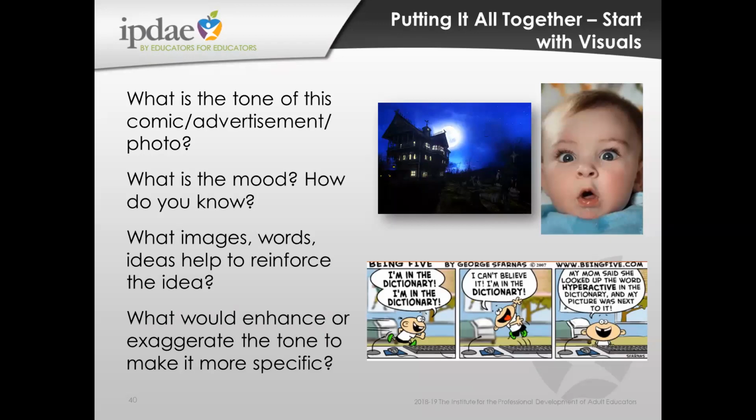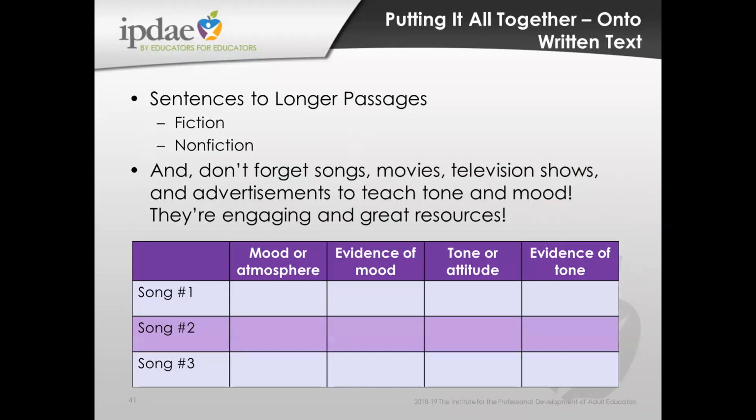So we always want to start with visuals. Then we want to go on to written text, from sentences to longer passages. And you know what? For many of our students, songs, movies, TV shows, that can also teach tone and mood, and they are great resources. And all we really need to do is play a song, have them read a lyric, and have them identify mood or atmosphere, the evidence of the mood, the tone or attitude, and the evidence of the tone. A great way to implement this in the classroom.